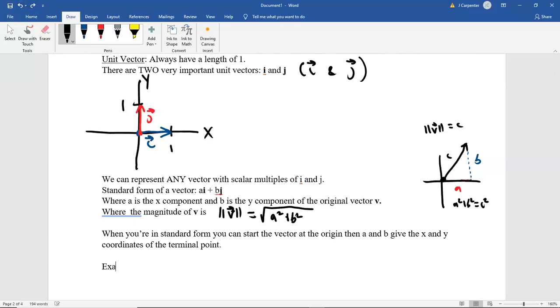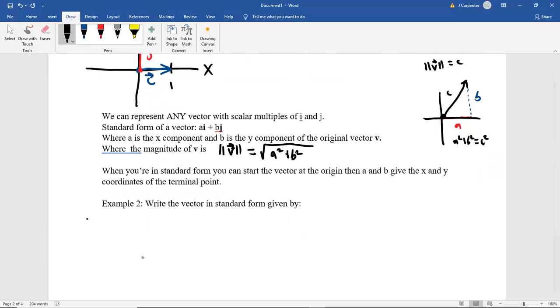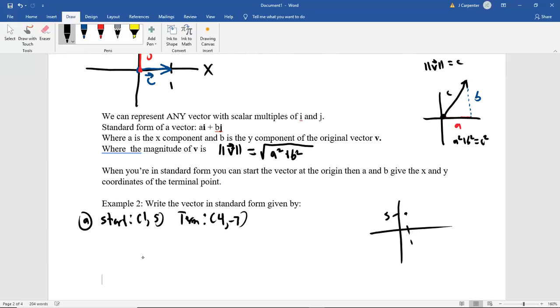So let's try this out finally. Example 2. Write the vector in standard form given by, for A, we're going to start at 1, 5, and our terminal point or ending point is going to be 4, -7. So again, you could certainly draw this up. I'm going to erase this in just a minute, but you can start over here at 1, 5, and then at 4, -7.